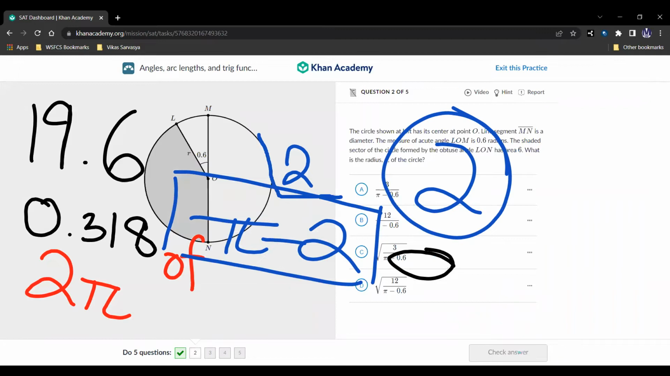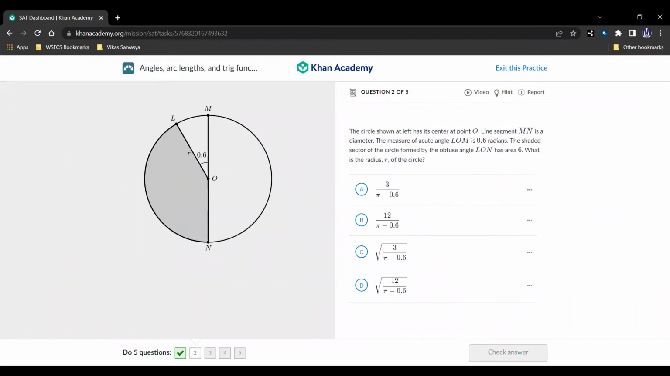All right, here it is. It says the circle shown at left has a center at point O. The line segment MN is a diameter. The measured acute angle LOM is 0.6 radians. The shaded sector by acute angle LON has area 6. What is the radius R of the circle?